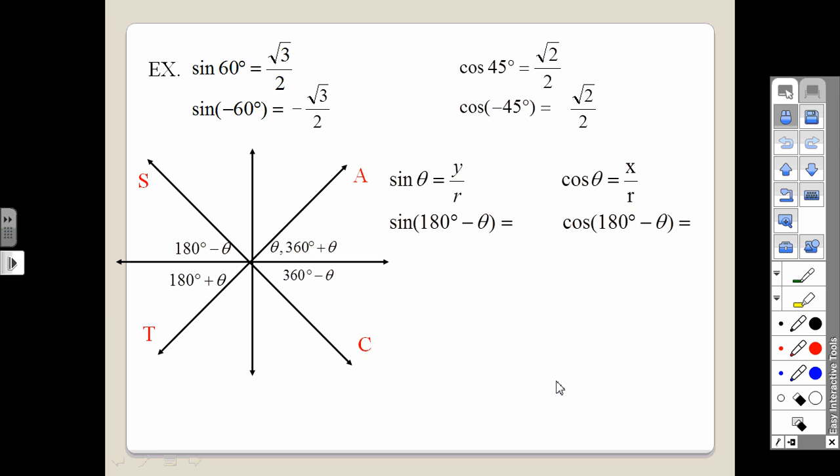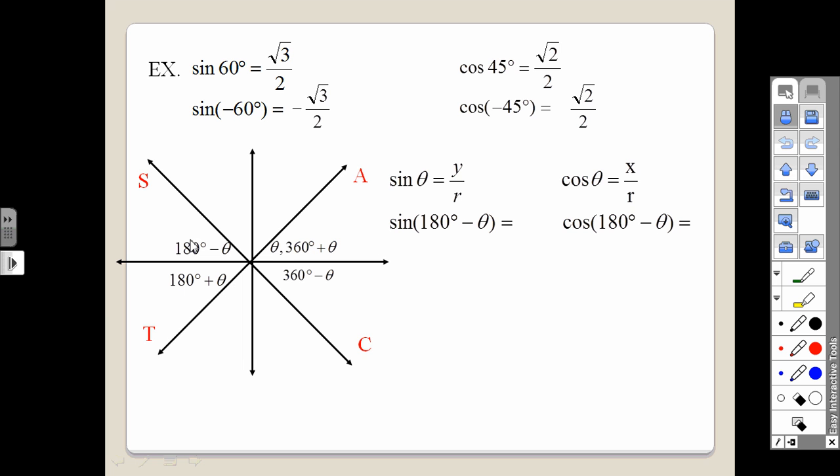Anyway, I'm going to pick up where I think I left off. Using "All Students Take Calculus," we can just think about what quadrant we're in based off of the theta they give us in relation to 180 or 360 degrees. For example, if you know that the sine of theta is y over r, the sine of 180 minus theta, well, think about that.